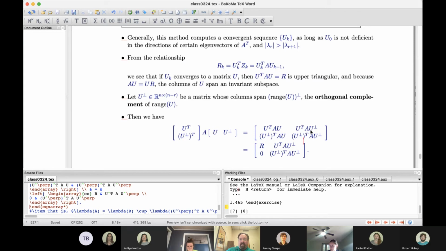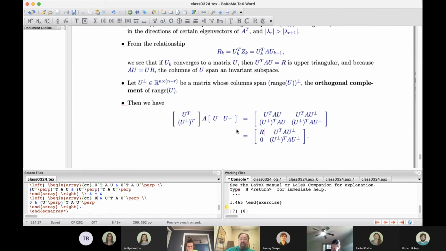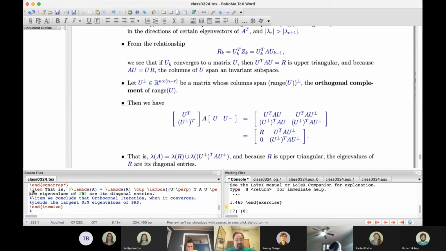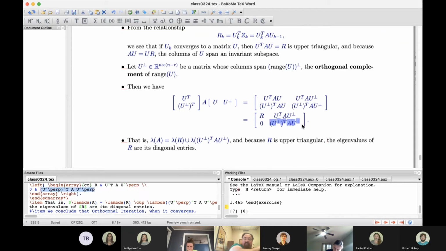So then I simplify this as much as I can. Now, AU is UR, so I could fill that in here. But U perp is orthogonal to U, so that's why this part ends up being 0. And then U transpose AU is R, so I fill that in here. So in other words, what I get is a block upper triangular structure. Also, the eigenvalues of A are equal to the eigenvalues of R, which are just the diagonal entries because R is upper triangular, and the eigenvalues of whatever this matrix is down here.